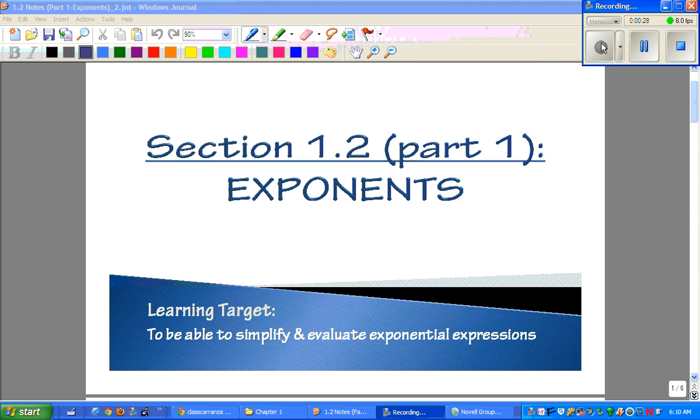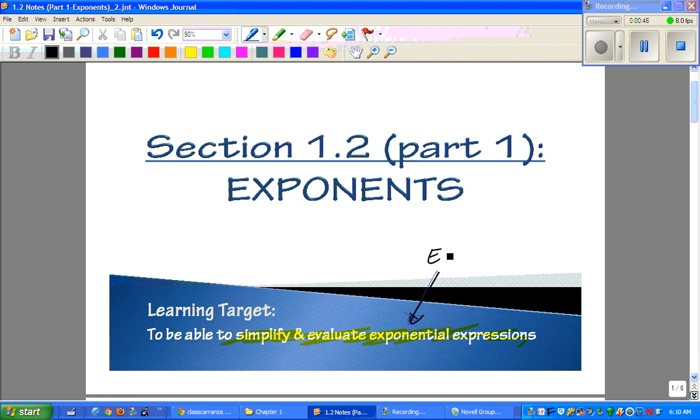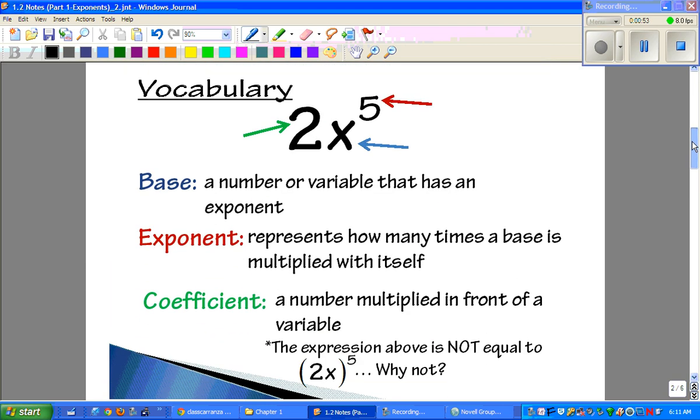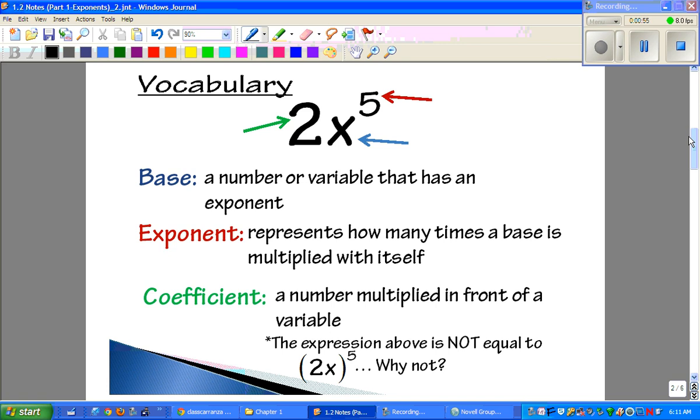Okay, so today we are going to be talking about simplifying and evaluating exponential expressions. The only thing that's different than some of the other stuff that we've been talking about is that we are going to be talking about exponents today. Now, here is an example of an exponential expression.